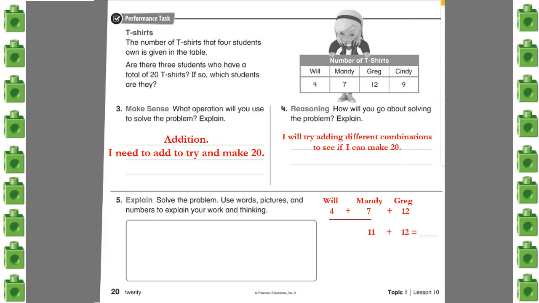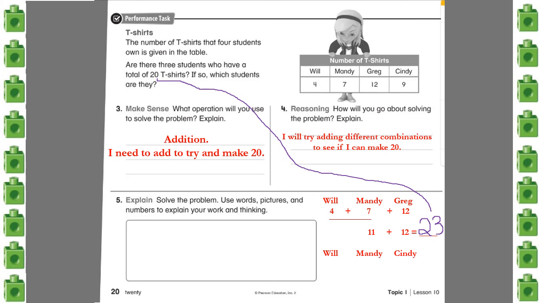But 4 plus 7 is going to give me 11. And I still have Greg's 12. 11 plus 12. Did anybody figure this out? We haven't really gone beyond 20, but 11 plus 12 is 23. Well, that answer is a problem because it said over here we need a total of 20 shirts. All right, well, let me try another combination. Will, Mandy, and Greg didn't work for me. Let me try this one.